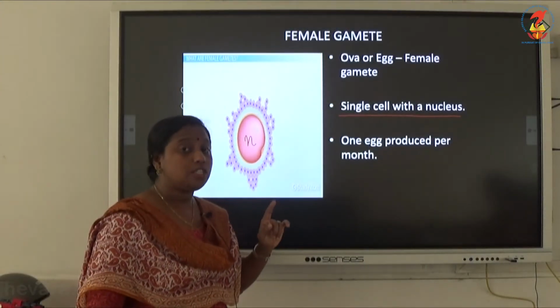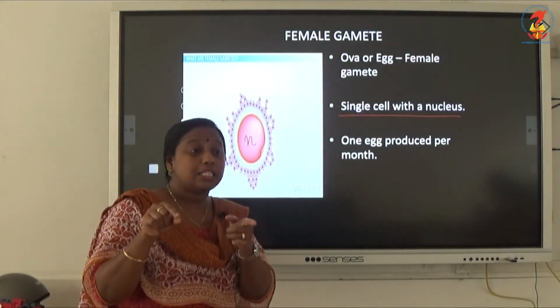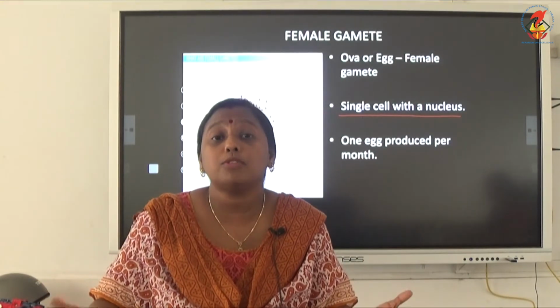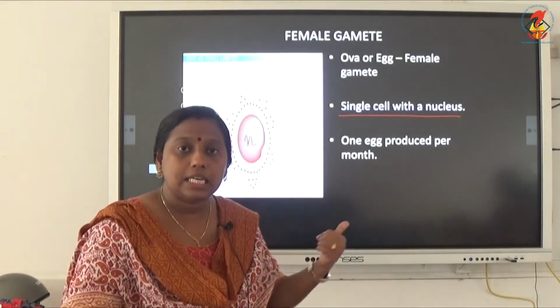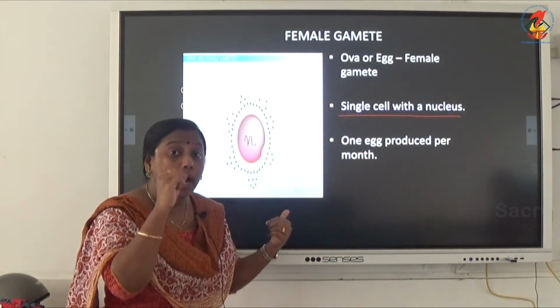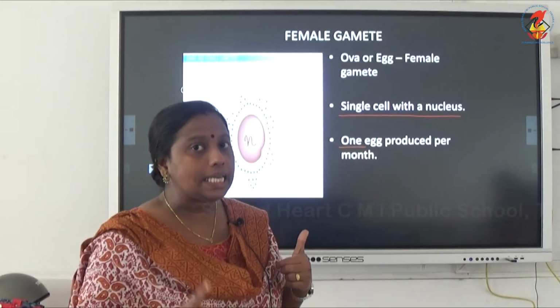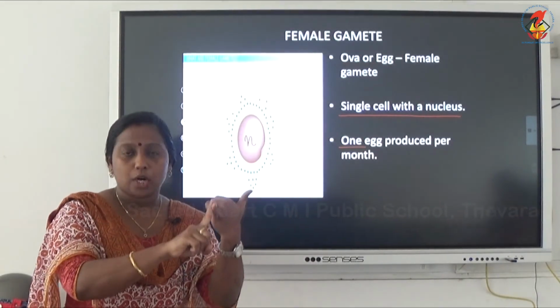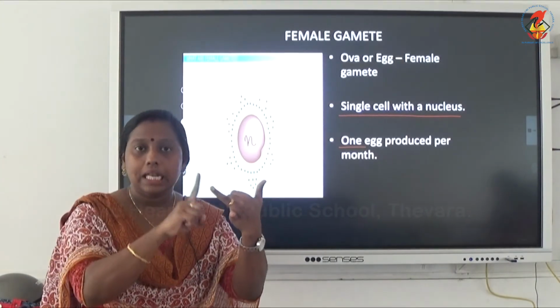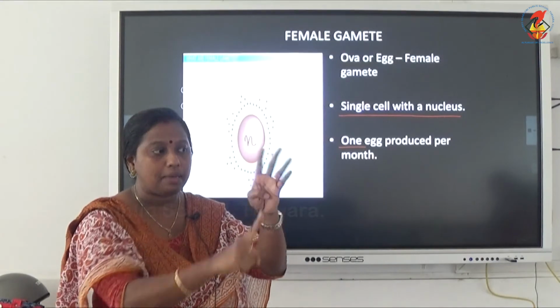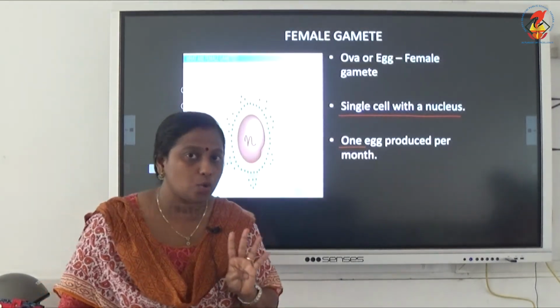Now, the major difference between the sperm and egg is this: remember how many sperms were produced at a time? Millions of sperms will be produced at a time. But in case of an egg, only one egg will be produced per month from the body of a human female, only one per month. Is this clear? So, the male reproductive system is over, male gamete is over, female reproductive system, female gamete. Hope all these four topics are okay for you.